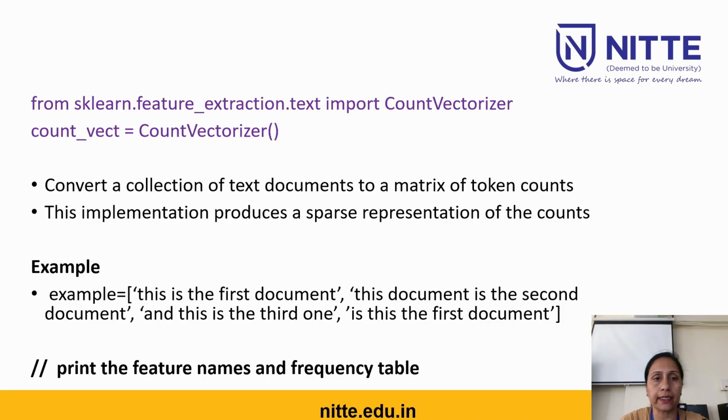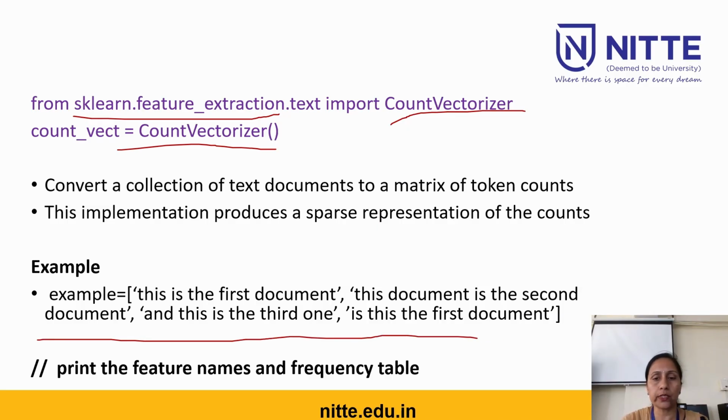How do we do all these steps? Let us see. This is done using a function called CountVectorizer from the sklearn feature extraction library. So sklearn has a library called feature extraction. From that library, we are using this function called CountVectorizer, which does all the steps I told. Suppose, for example, I take these 4 statements in an array. Let us see how the frequency table will be constructed using the CountVectorizer.